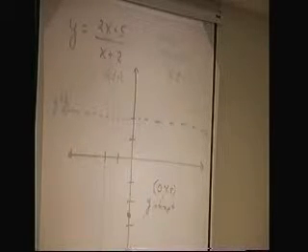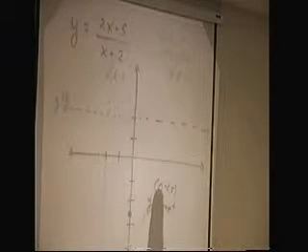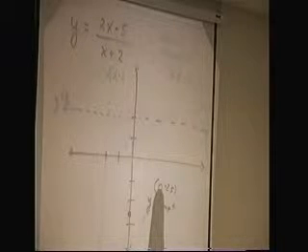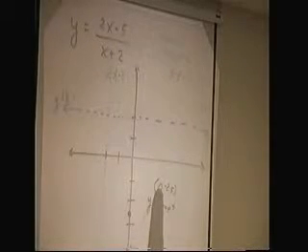Now graph your x-intercept. For the y-intercept, x is 0, right? So what's the 0 for the x-intercept? The y is 0.